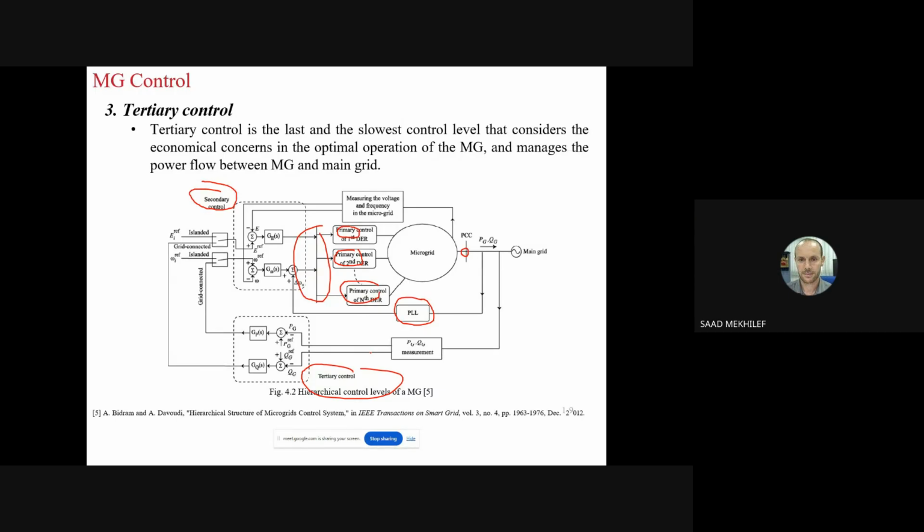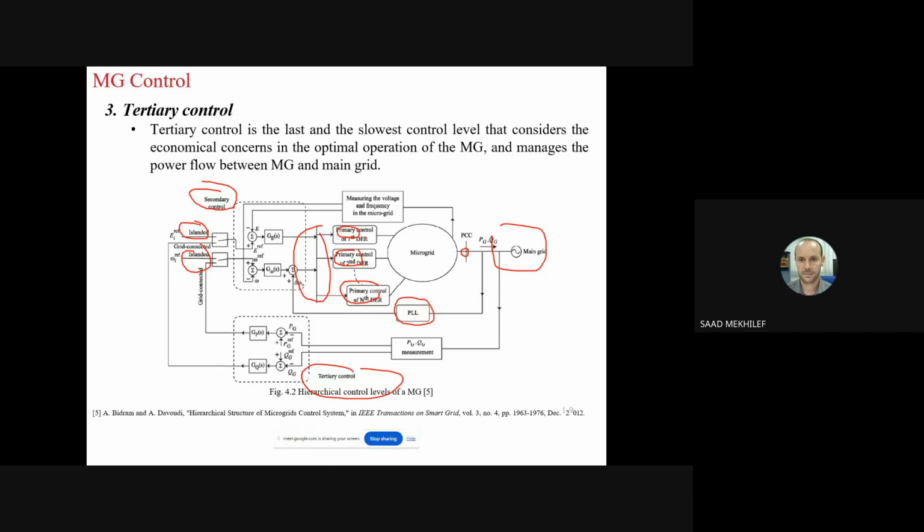How about if you don't have the grid, for example? If you don't have the grid, you don't need this control anymore, right? Yes. You can see here you can isolate, you can see islanded, or you can have grid-connected. So if you don't have the grid connected, you can remove the grid, and what you need is the control of each of the DERs, right?